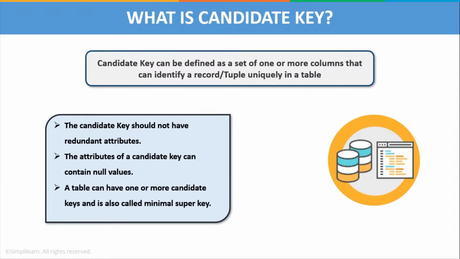Now, unlike the primary key, the attributes of a candidate key can contain null values, and as discussed, a table can have more than one candidate key. It is also called the minimal super key, guys. That's because we select a candidate key from a set of super keys such that the selected candidate key is the minimum attribute required to uniquely identify the rows in a table.